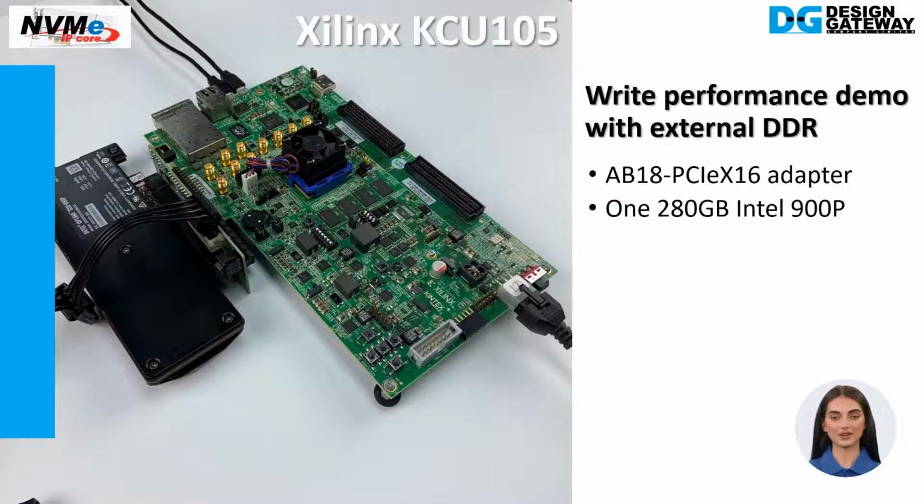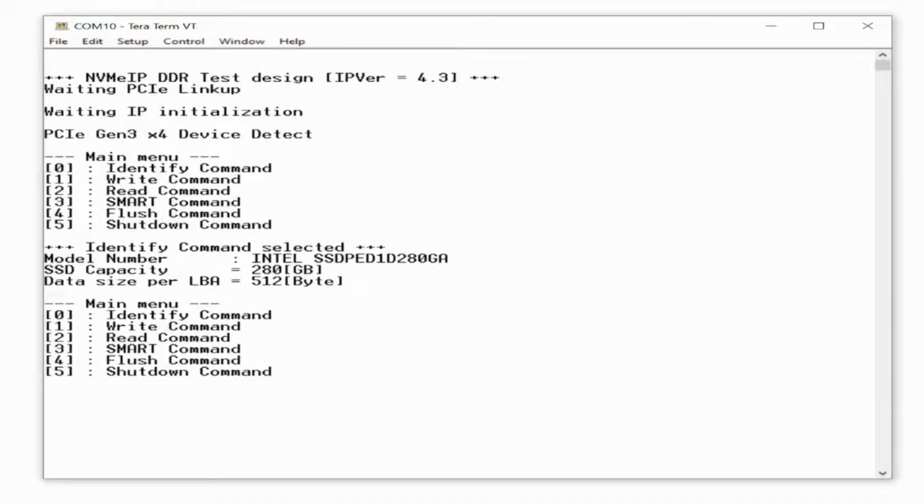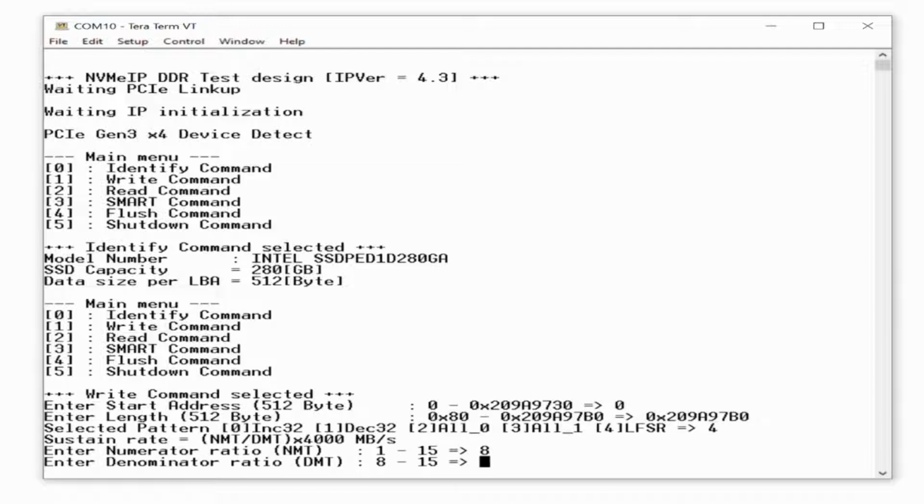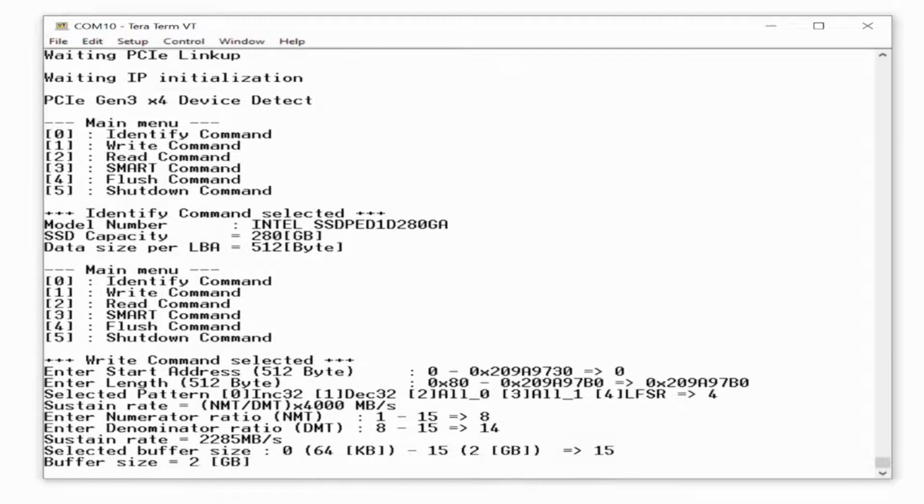Here is the performance evaluation of the NVMe IP Core DDR reference design. The demo setup consists of the Design Gateway AB18 PCIe X16 adapter connected to the Xilinx KCU105 FPGA board, with the NVMe SSD connected. You can check the SSD connection with the Identify Device command. This demo uses an Intel 900P SSD. The Write SSD command inputs the start sector, data size, pattern, the write speed to the SSD, and selects the DDR size.